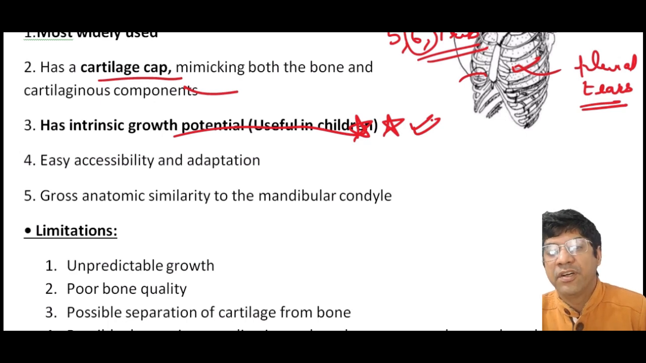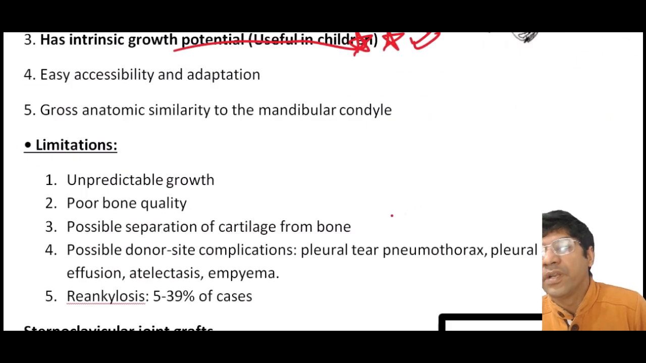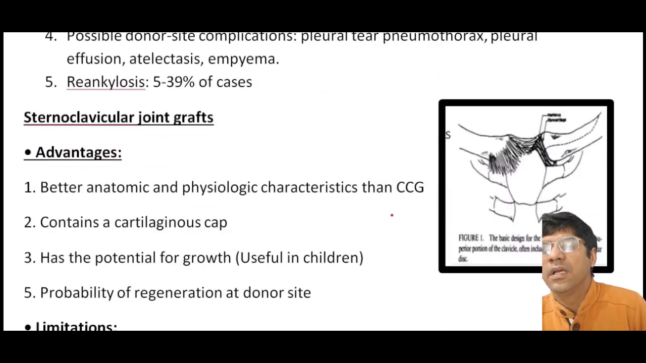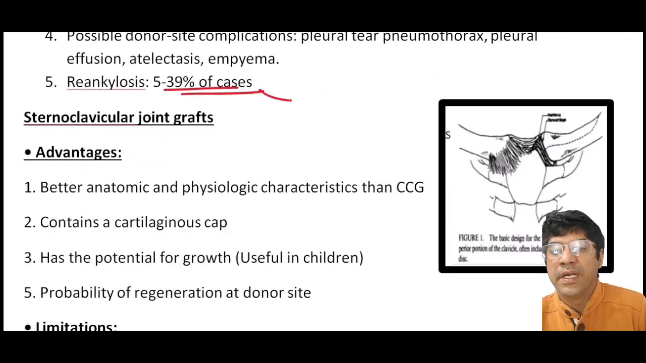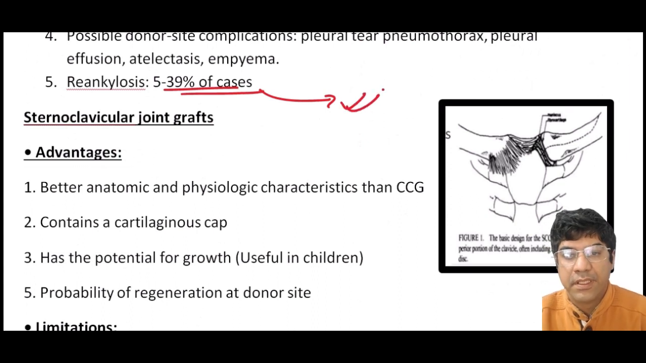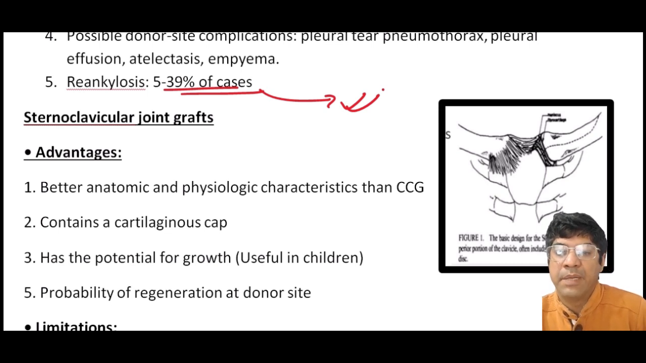Is there any chance of re-ankylosis after using the graft? Yes, re-ankylosis or recurrence can occur in around 5 to 39% of cases. Those are the chances. So surgeons take precautions to minimize these risks, but they need to weigh the benefit against the potential complications and discuss them with the patient before proceeding with this graft type.